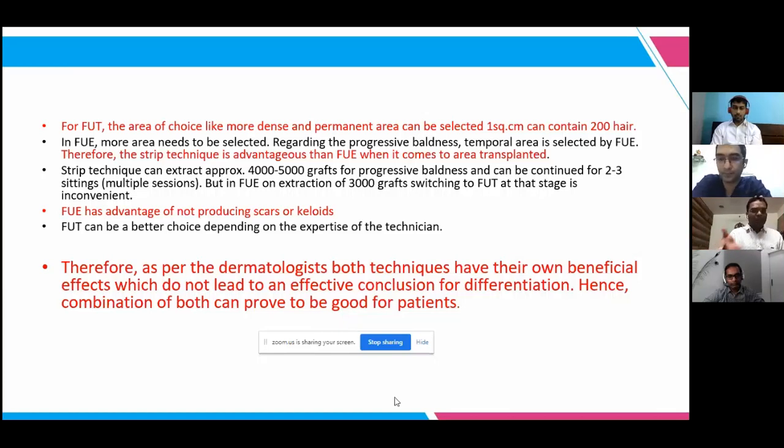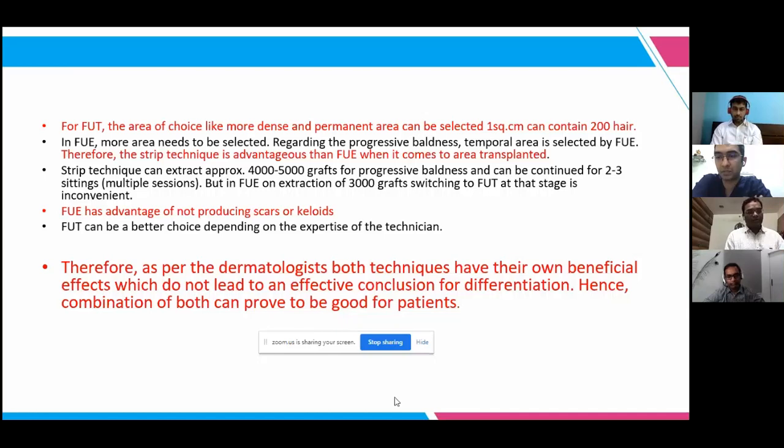Obviously, they will progress. In the crown area, I will recommend surgery only above 35 or 40. Before 35, I won't recommend it, in spite of a good donor area, because we don't know the family history and how stable it is. That is the problem. Then you will get a donut appearance.